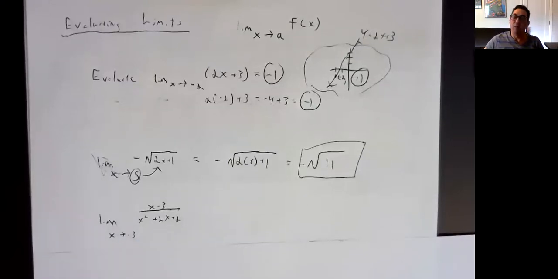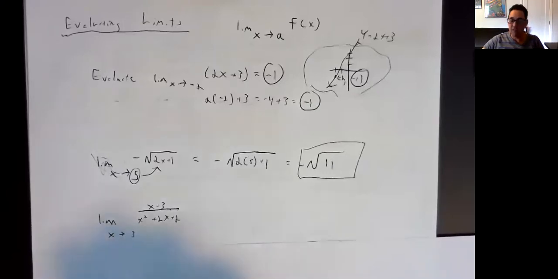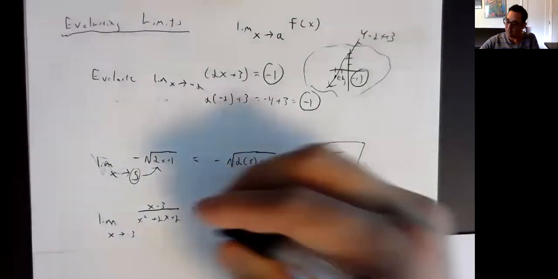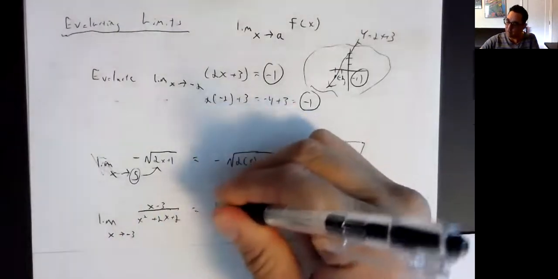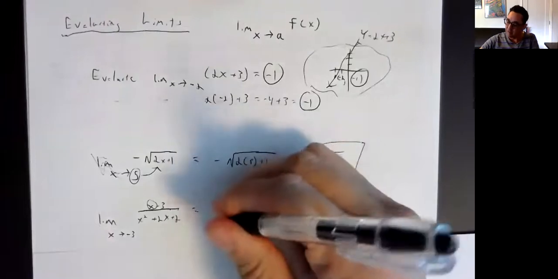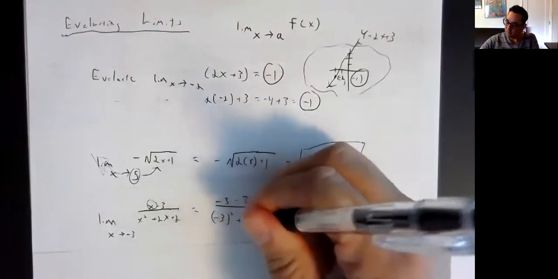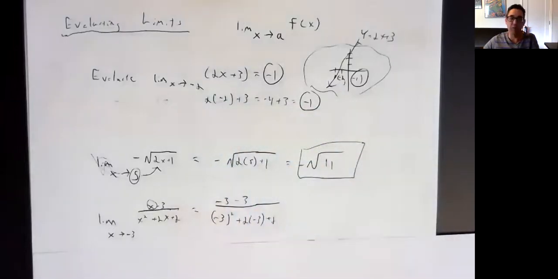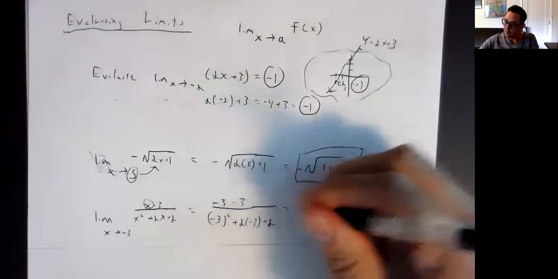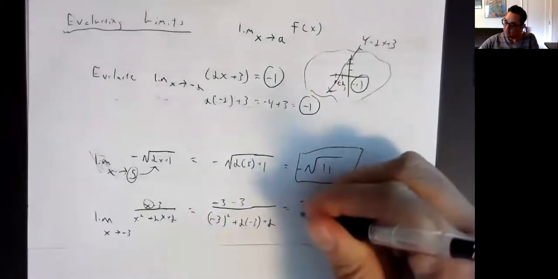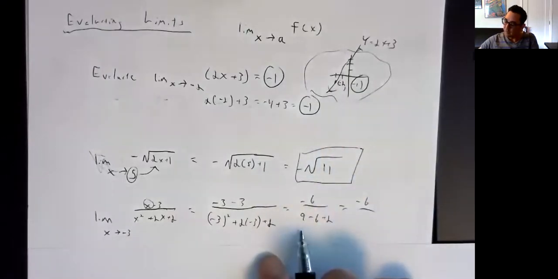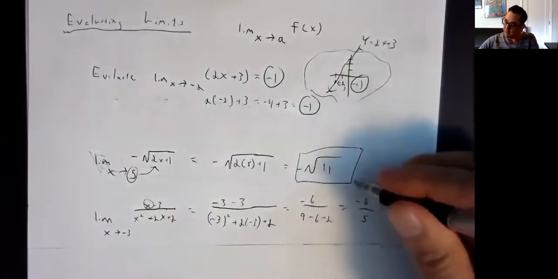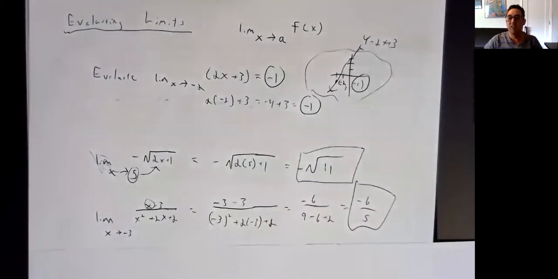We could do it, and we could use Desmos and graph this, but I'm just going to plug negative 3 into this and see what happens. So I'm going to plug in negative 3 into all these things. That's negative 3 minus 3 from here. That's negative 3 minus 3. Negative 3 squared plus 2 times negative 3 plus 2. I'm just going to plug it all in, right, and let's work it out. That's negative 6 over 9 minus 6 plus 2. Right, that's negative 6 over 3 plus 2, which is 5, and that's it. You don't even have to make it a mixed fraction, just negative 6/5.